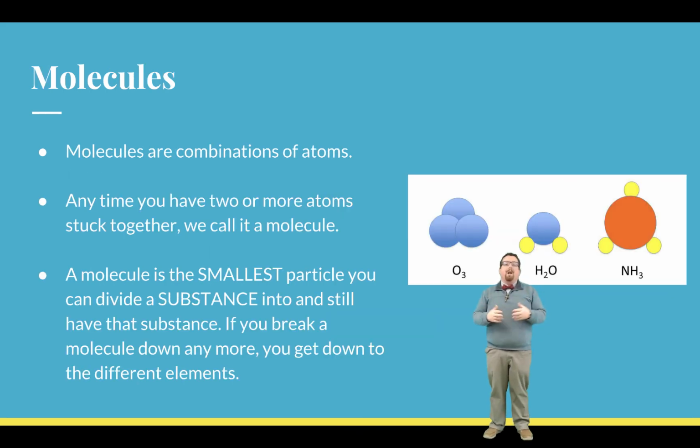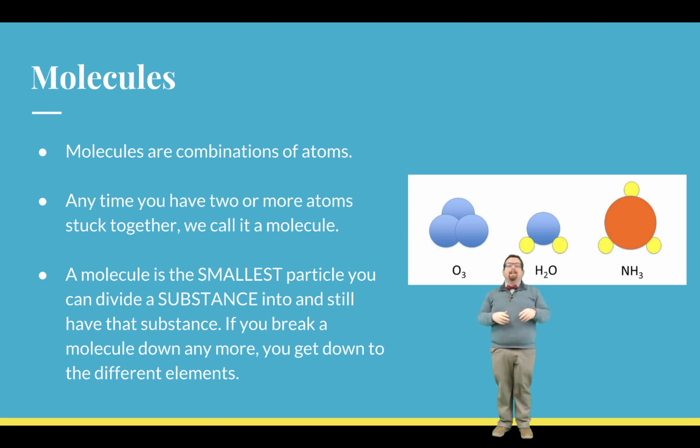Molecules, on the other hand, are combinations of atoms. Anytime you have 2 or more atoms stuck together, or chemically bonded, we say you have a molecule. A molecule is the smallest particle that you can divide a substance into and still have that substance. If you break a molecule down into anything smaller than just the molecule, you end up with a bunch of atoms of different elements. And then it's no longer the substance that you started with.